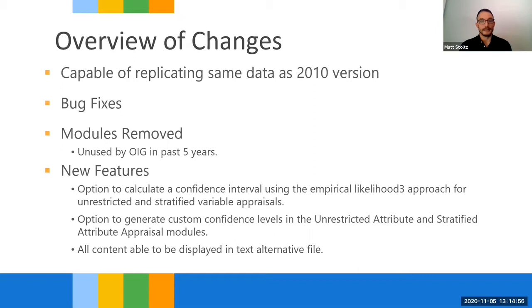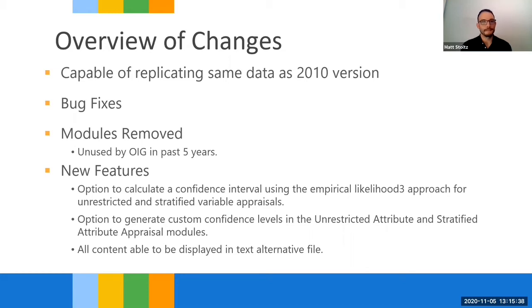Bug fixes: technology these days, everything advances very quickly. Computers and their operating systems update more frequently. And so OIG put out the 2019 version, which helped with some bugs that they were experiencing with newer operating systems and using the program. Modules removed: there are a few modules that OIG realized they hadn't used in the past 5 years related to t-tests and other sampling measures. Since they themselves haven't used them in 5 years, they decided to remove them.